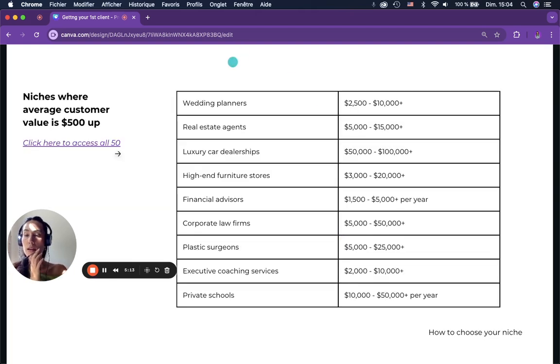So here are some niches where the average customer value is upwards of $500. Then I have a link here where you can access all of them. I can also leave this presentation available for anybody who's interested.